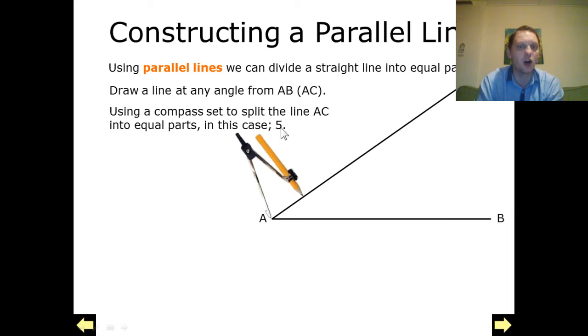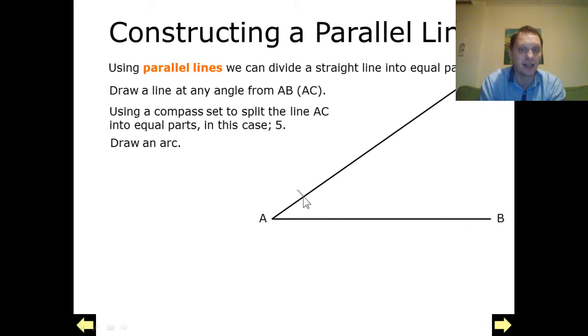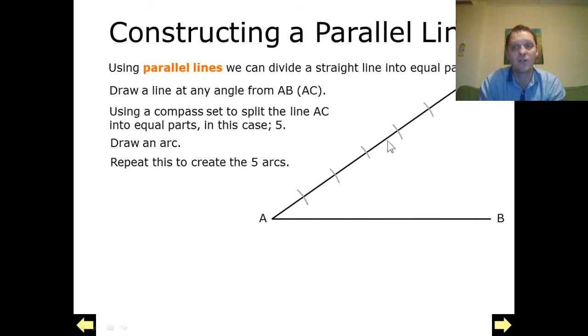So let's say in this case I want to split my line AB into 5 parts, 5 equal parts. I'm going to set my compass where I know I'm going to be able to make 5 arcs along this by keeping the compass the exact same. So I'm going to open up my compass and I'm going to draw an arc. Now I'm going to repeat this. I'm going to put my compass in the arc that I just created and I'm going to create another arc, and then so on and so forth until I've made 1, 2, 3, 4, 5 arcs. And as you can see, each one of these is equally spaced.